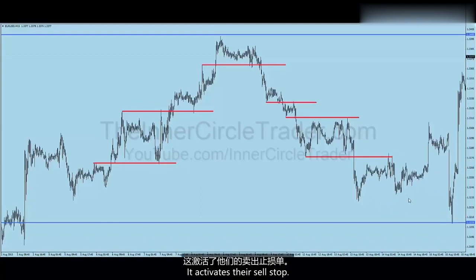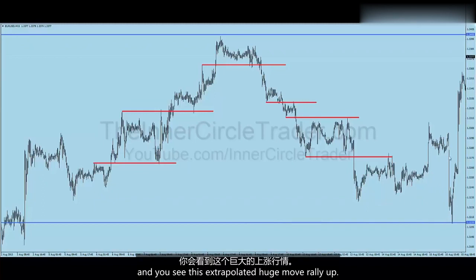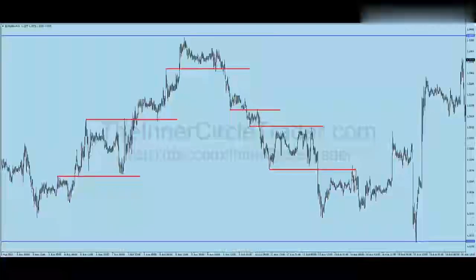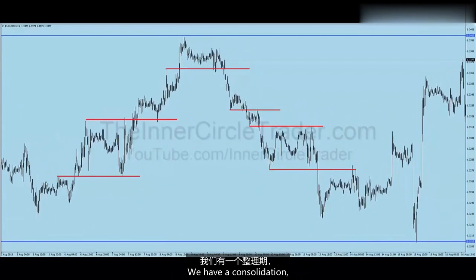It activates their sell stop. Their sell stop becomes a sell order at the market. Who's going to buy it from them? Smart money. And you see this extrapolated huge rally up. Okay, now think like we did over here. We have a consolidation, a rally, and then a consolidation, a rally, a consolidation, a rally, and a reversal of sorts, and then a breakdown.